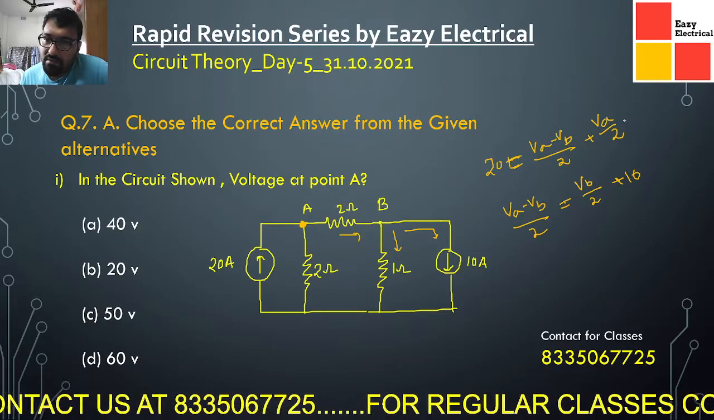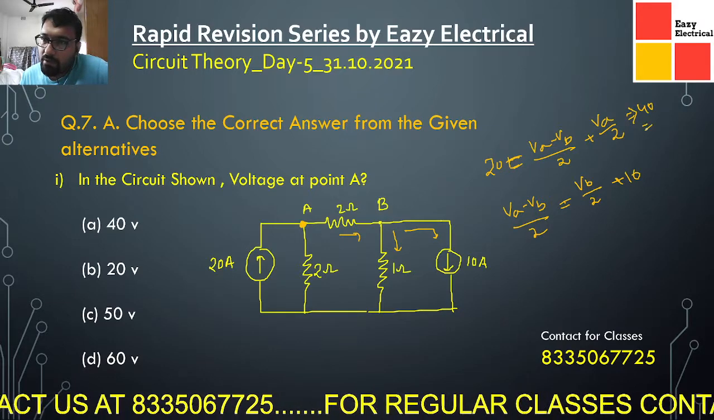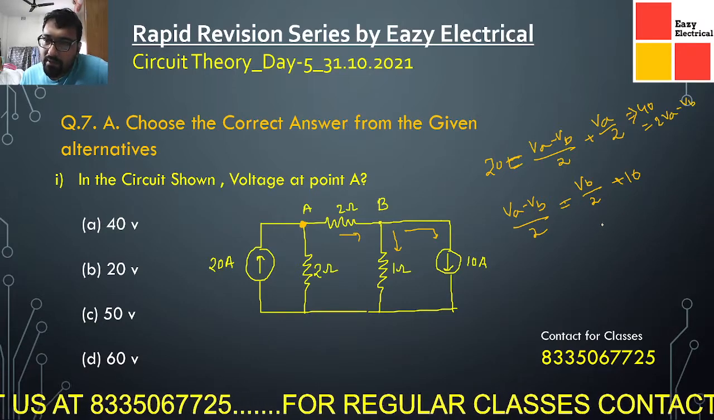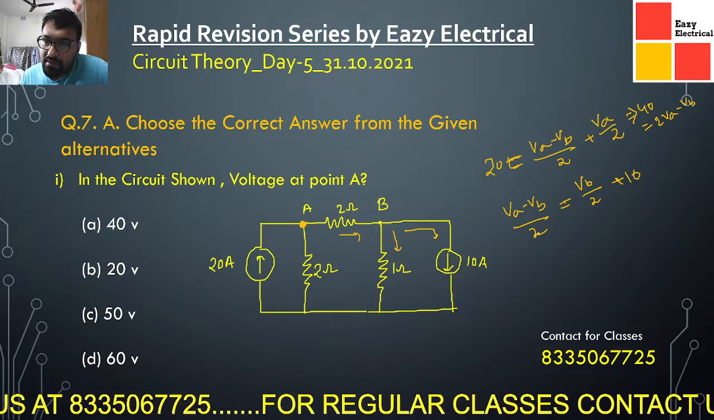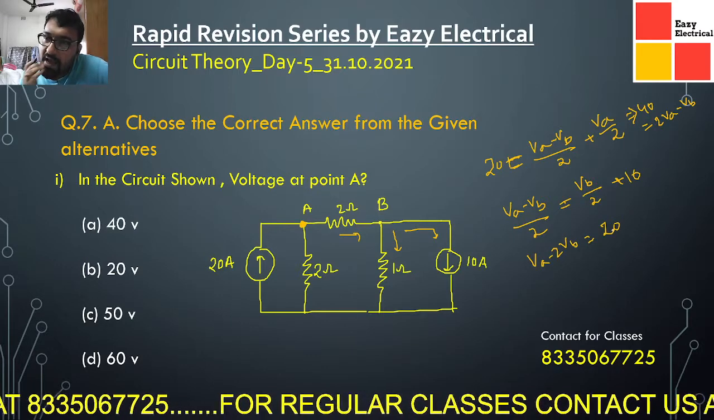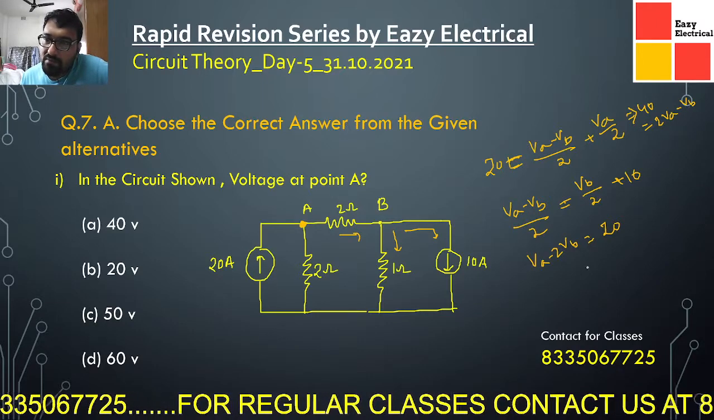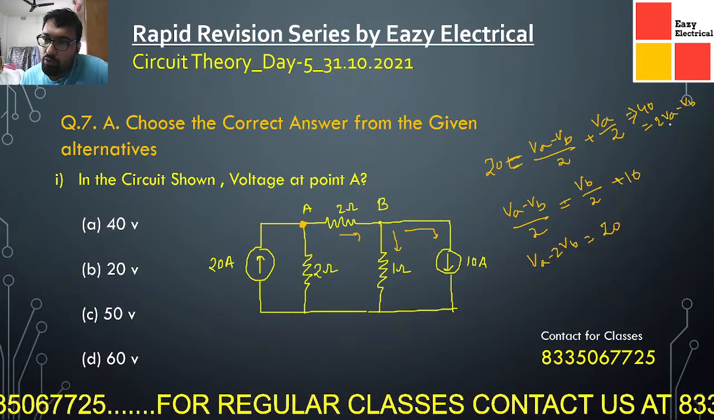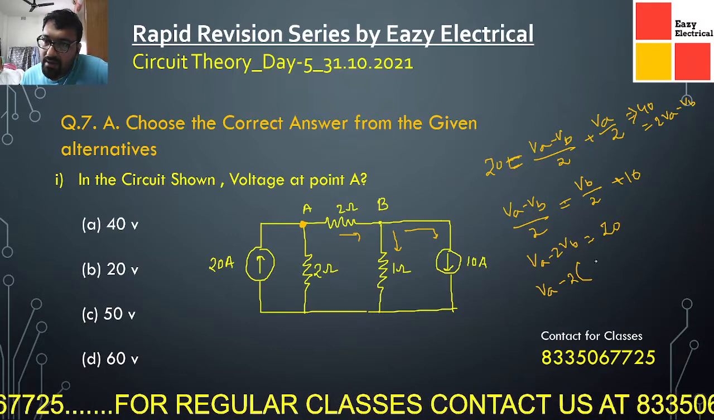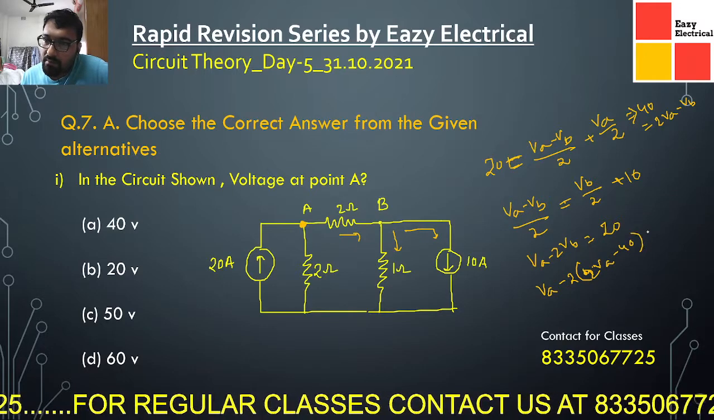From this equation, just write the equation, that is 40 equals 2 VA minus VB, right? And from this, if you take VB in this direction, VA minus 2 VB equals 20, right? Now we need to calculate VA, so just eliminate VB. Put the value of VB from this to this. VB will be coming out as 2 VA minus 40. So VA minus 2, in place of VB we write 2 VA minus 40, that equals 20.